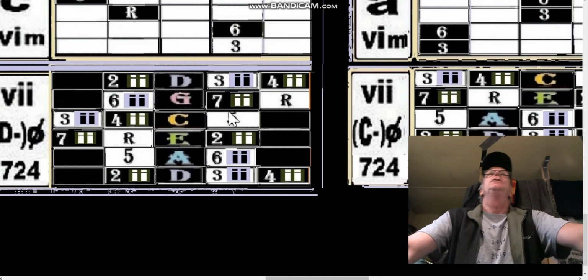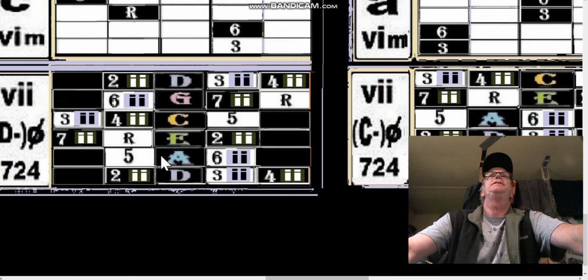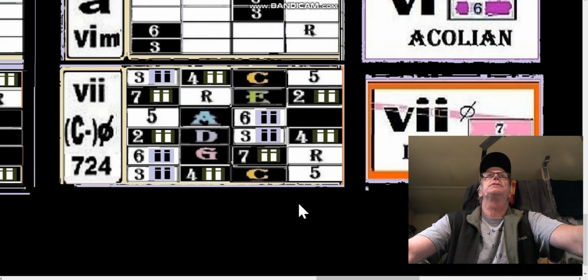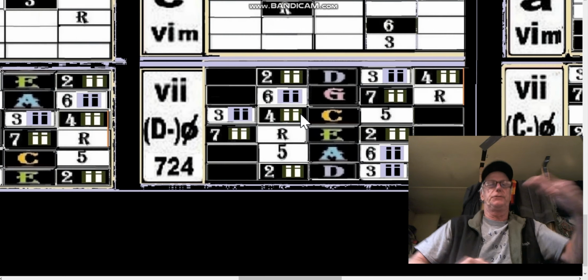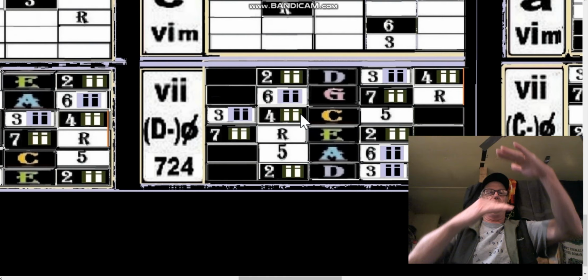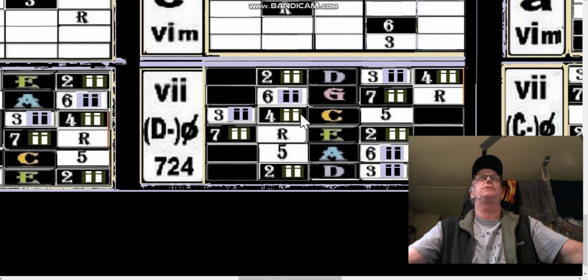Okay, so let's just look at the D is 2, 3, 4. In each one of these positions, the D is going to be 2, 3, 4. It's going to be the same. Matter of fact, they're all going to be the same. They're just moving up in fourths or in caged positions.